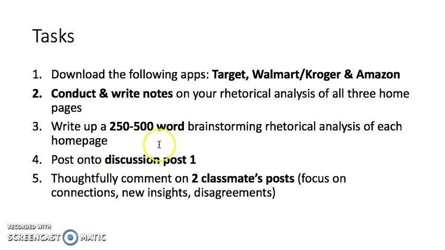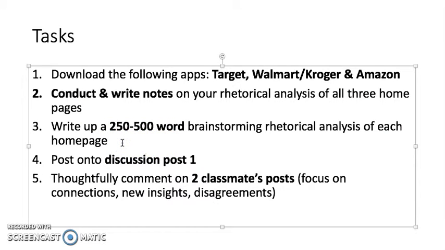Write up a 200 to 250 word brainstorming rhetorical analysis of each homepage, or perhaps just 2 out of the 3 that you looked at. This can be a comparison model or just separate analyses. Then I want you to post on discussion post 1. I want you to note that you will not be able to see any of your peers' content or posts until you yourself have posted.